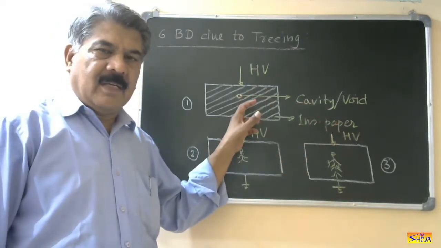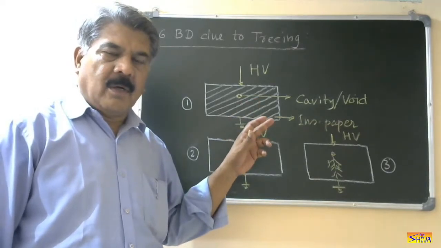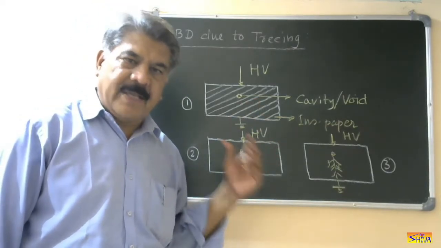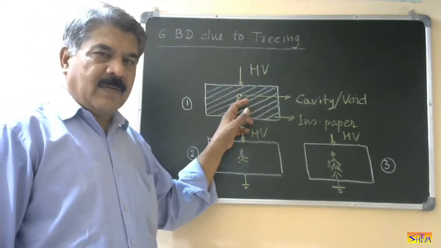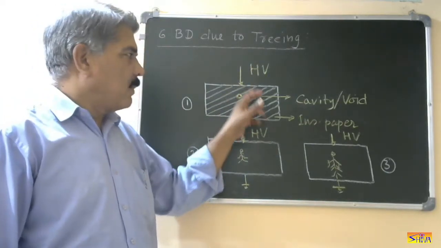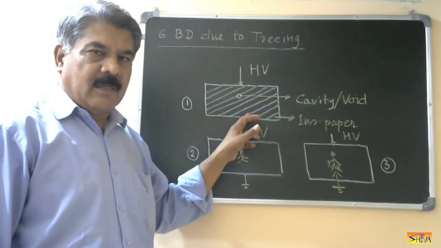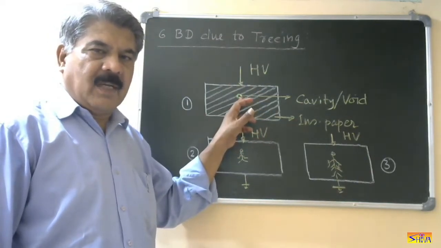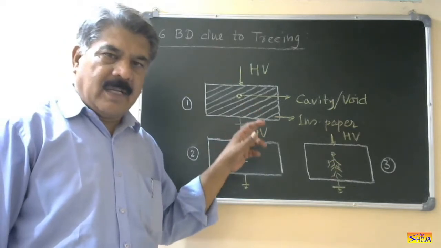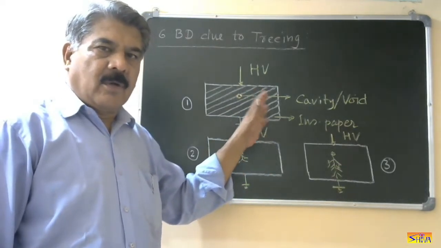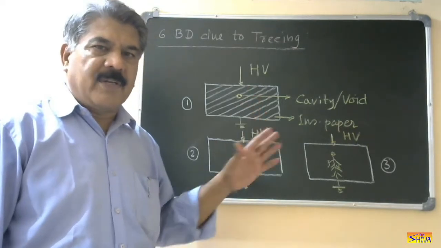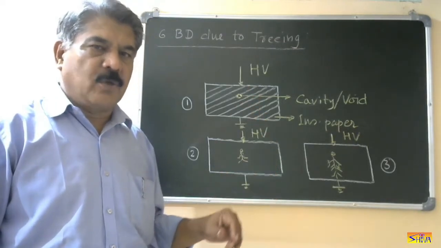This cavity is either filled with moisture or some gas or air. Obviously, the breakdown voltage of this cavity will be less than the breakdown voltage of this insulation because this cavity is filled either with gas or air or moisture. So this is the first requirement for causing the tree. Cavity or void should be there.